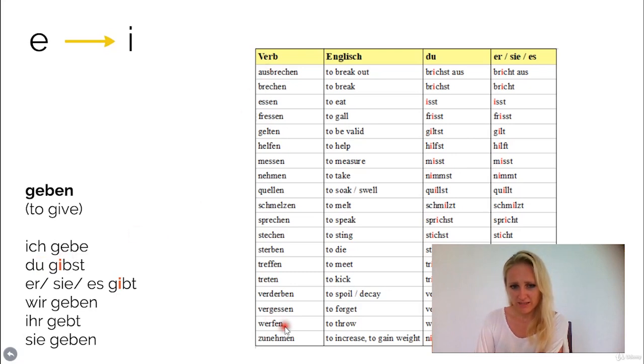Okay, so here you have another list. So here I will read just the verbs. Ausbrechen, brechen, essen, fressen, gelten, helfen, messen, nehmen, quellen, schmelzen, sprechen, stechen, sterben, treffen, treten, verderben, vergessen, werfen und zunehmen. Okay.